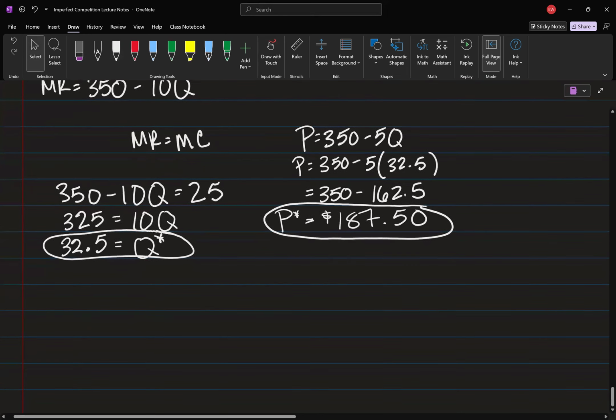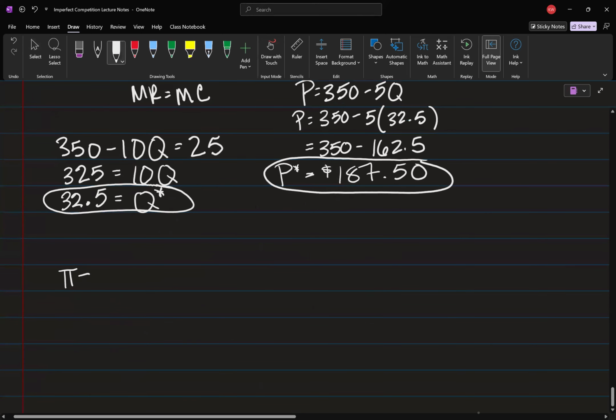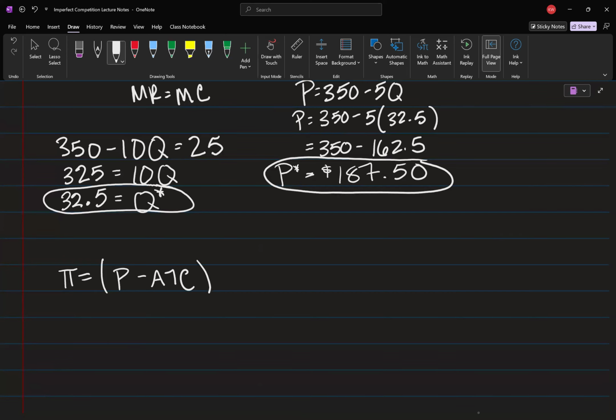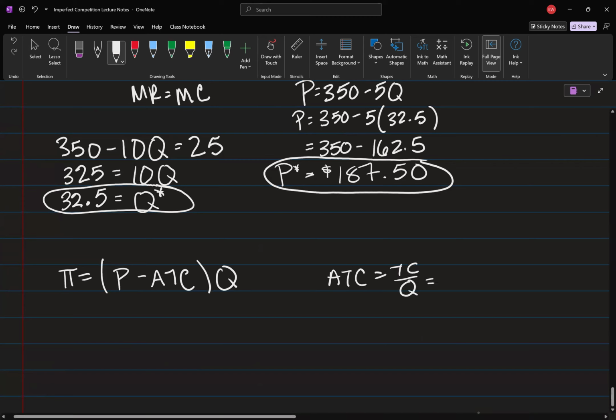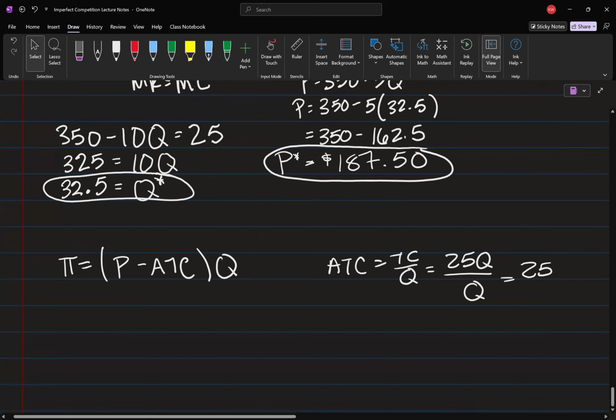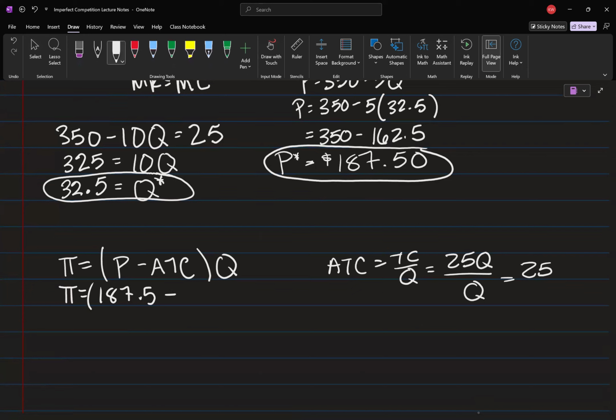Lastly, we need to find the profits in the industry. So profit, again, we're going to find using that same formula, price minus average total costs times output. Average total cost is equal to total cost divided by Q. Total costs are 25 times output, divided by output gives us constant average total cost of 25. So we're going to get profit equal to 187.5 minus 25 multiplied by 32.5. So 187.5 minus 25 is going to get us 162.5 multiplied by 32.5.